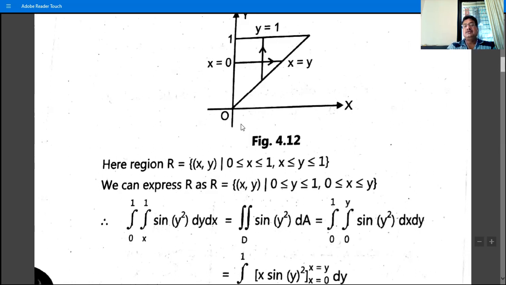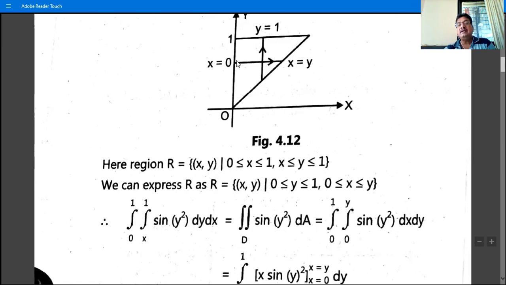So take a strip parallel to the x axis. Don't write this is equal to; directly draw the figure and then write this is equal to. So we have to integrate first with respect to x. So this is the limit on x. x runs from what to what, the lower limit and upper limit, and y runs from what to what? So take a strip parallel to the x axis. This is the strip parallel to the x axis.